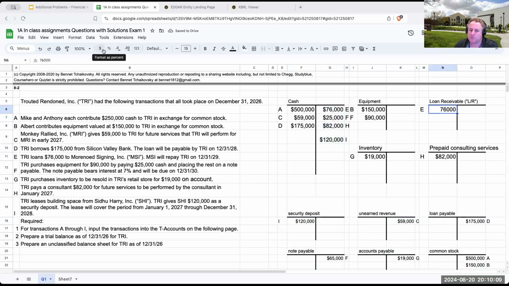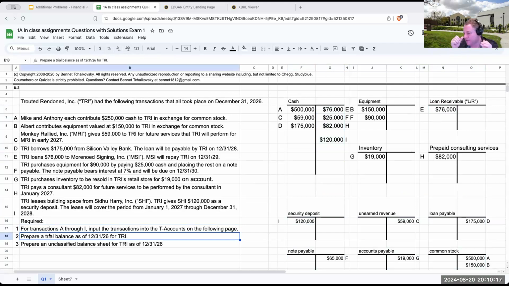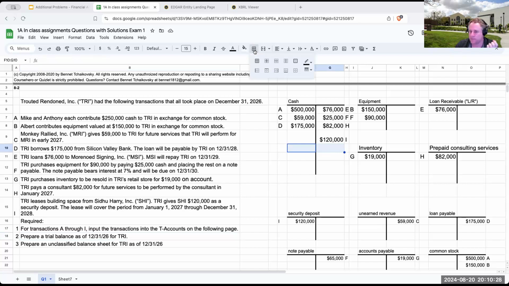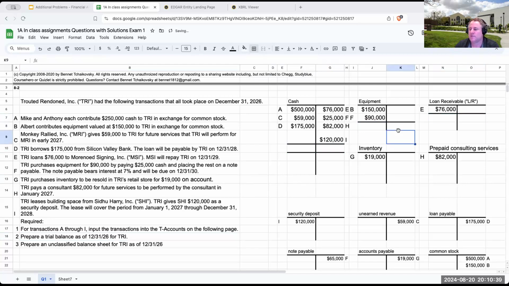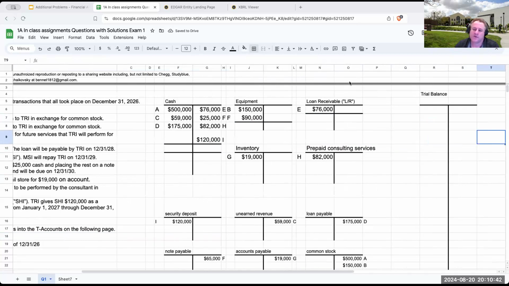Okay, so let's go to the next phase. We've put these into T accounts, and now we've got to do a trial balance. What exactly is a trial balance? Well, I need to make sure that all of the debits I've entered equal all of the credits. So what I now need to do is total up all of these accounts. When I do a trial balance, I'm making sure that my total debits, or the D, equal my total credits, or the C.